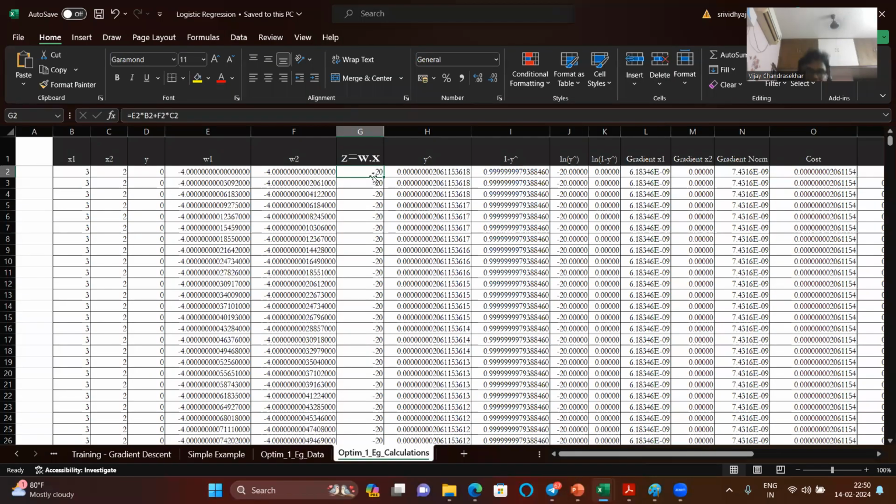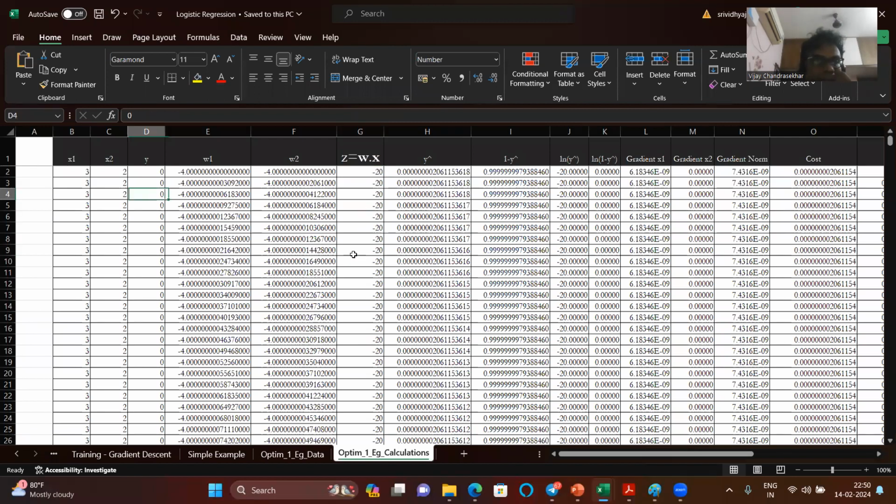Now, of course, in this particular case, z is actually wx plus b, but I'm not introducing b. I'm going to keep it very simple here. I'm assuming b is 0. So z, I'm keeping it as w dot x. All right, so here is z, w dot x.